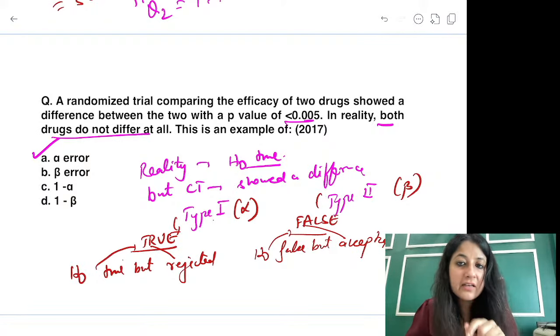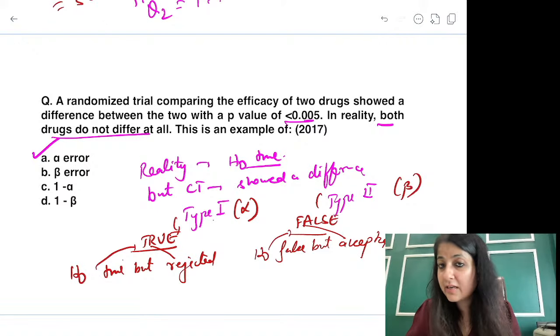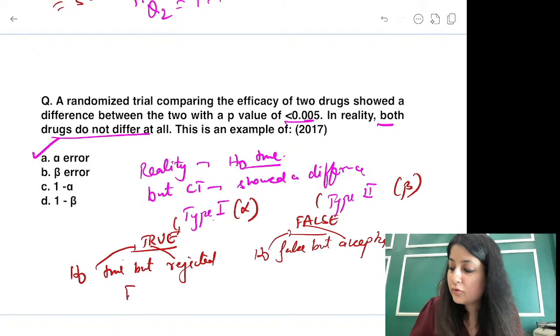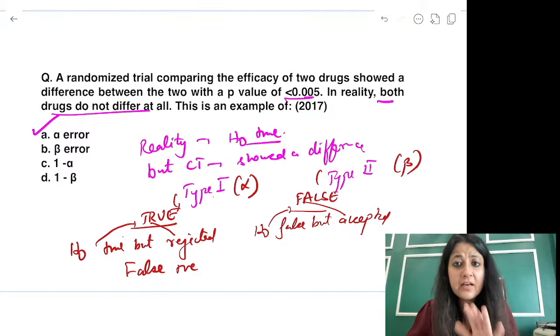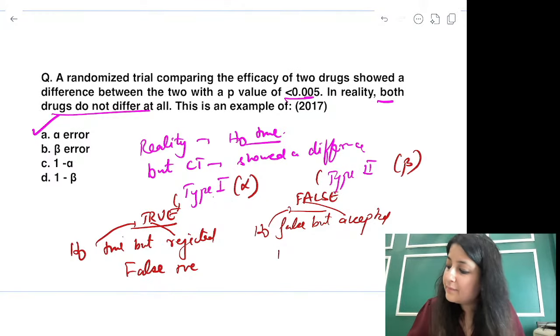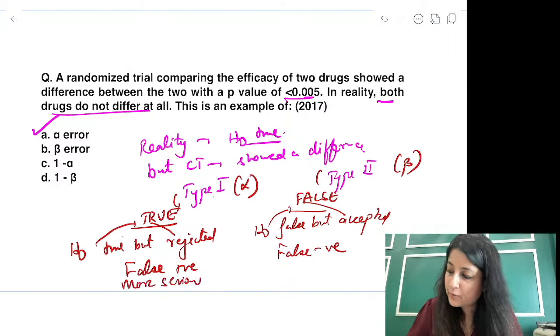What is type 1 error? In reality your drug is not good, but on the basis of the clinical trial you showed your drug to be good and you launched it in the market. So it is not a true positive but a false positive trial. What is type 2 error? In reality your drug is good, but you couldn't show it, so your drug was not in the market. This is a false negative trial. Type 1 is more serious. Type 2 error is less serious.